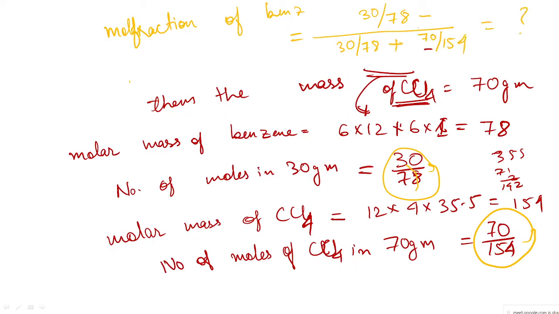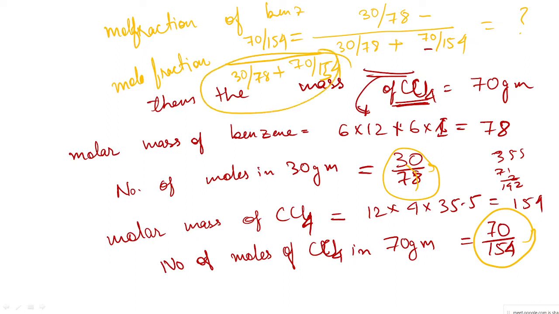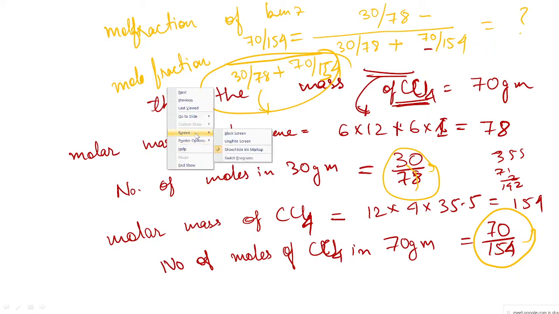Now it is your duty to solve this, and you will find the mole fraction of benzene, and similarly you will determine the mole fraction of CCl4. In the case of the mole fraction of CCl4, in the numerator you will have 70 by 154, divided by 30 by 78 plus 70 by 154. Meaning the value below will be constant, because this is the total number of moles present in the solution, and the one above will be the number of moles of the compound for which you are determining it.